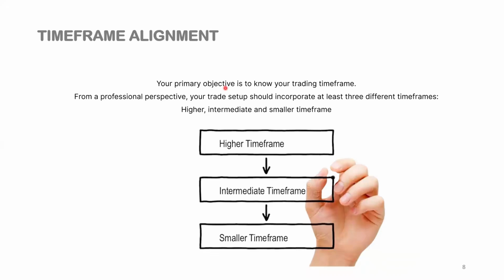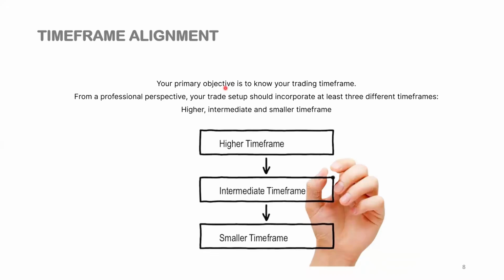Now, as a trader, your primary objective is to know your trading time frame. Now we have position traders, we have swing traders, we have day traders, we also have scalpers, we also have short-term traders. We also have traders who combine more than one or two styles of trading. But from a professional perspective, your trade setup should incorporate at least three different time frames: the higher, intermediate, and then the smaller time frame.